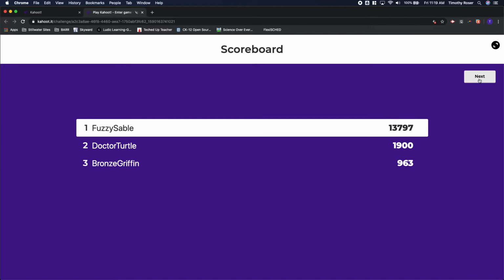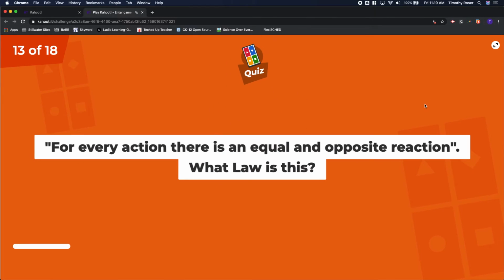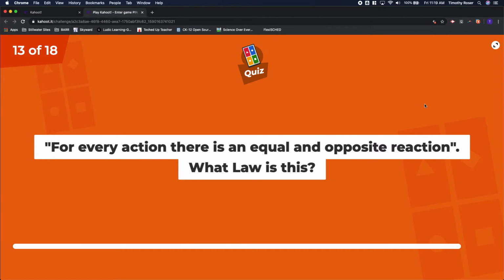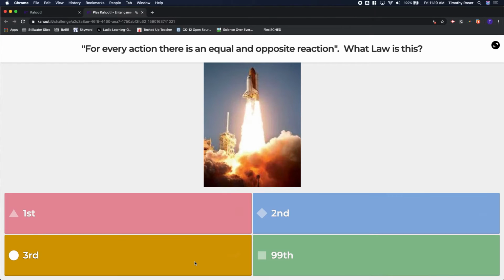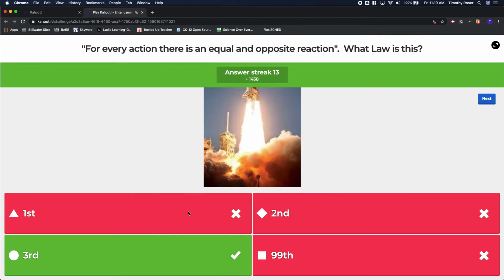All right, next up. For every action, there is an equal and opposite reaction. What law is this? That would be Newton's third law. First law, an object in motion stays in motion. Second law, force equals mass times acceleration. Third law is every action, there's an equal and opposite reaction. I'm not aware of Newton's 99th law, but hey, if you know about it, let me know.